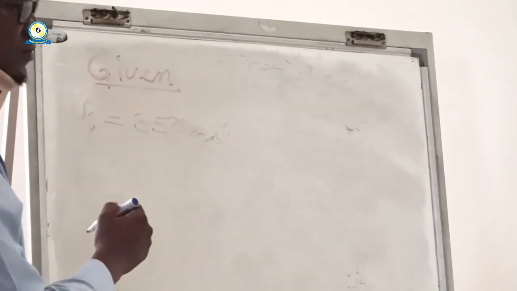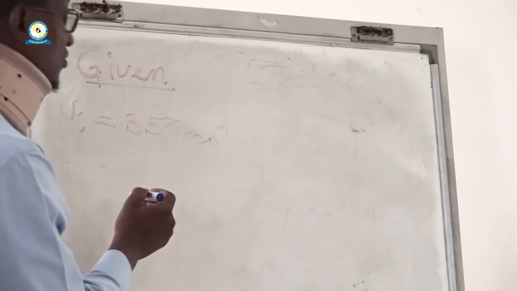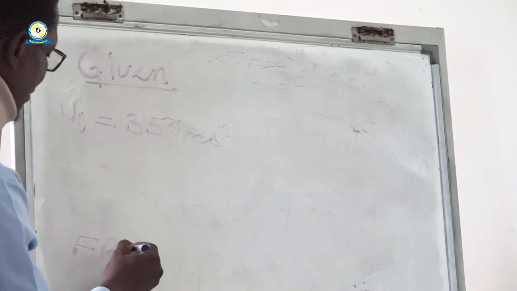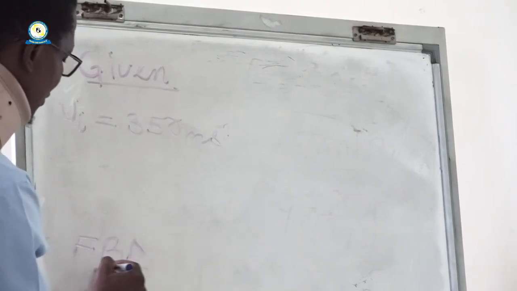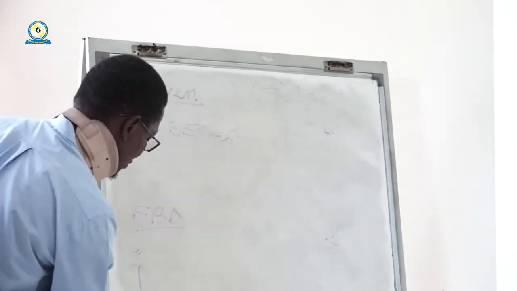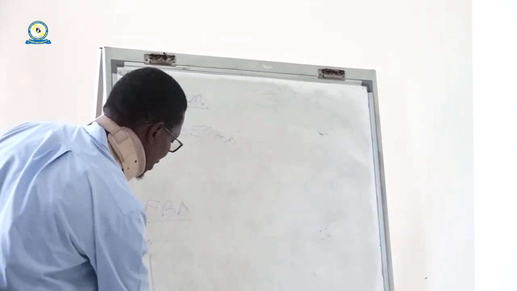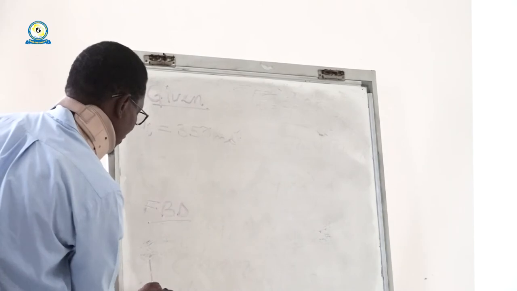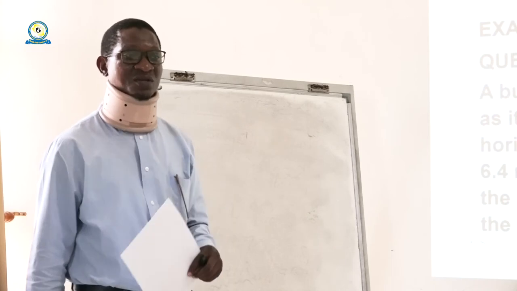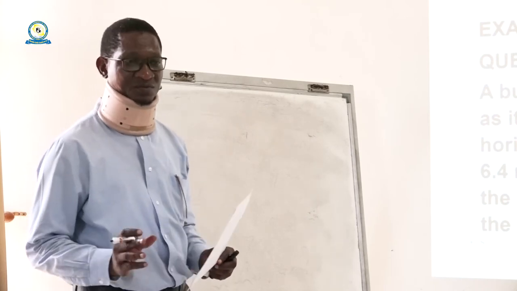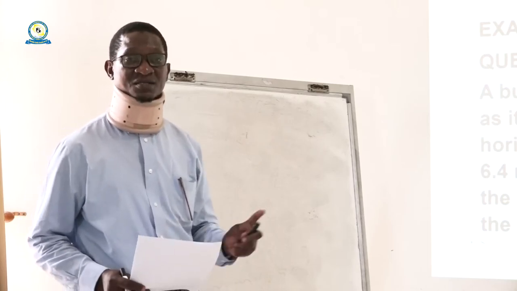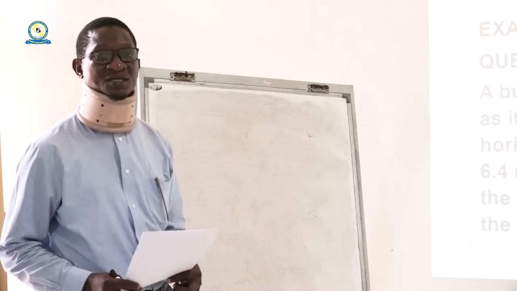let me draw our free body diagram, FBD, will be like this. And this is a rifle. This is a cliff. As we said, we are going to give highlights, solving a few examples.